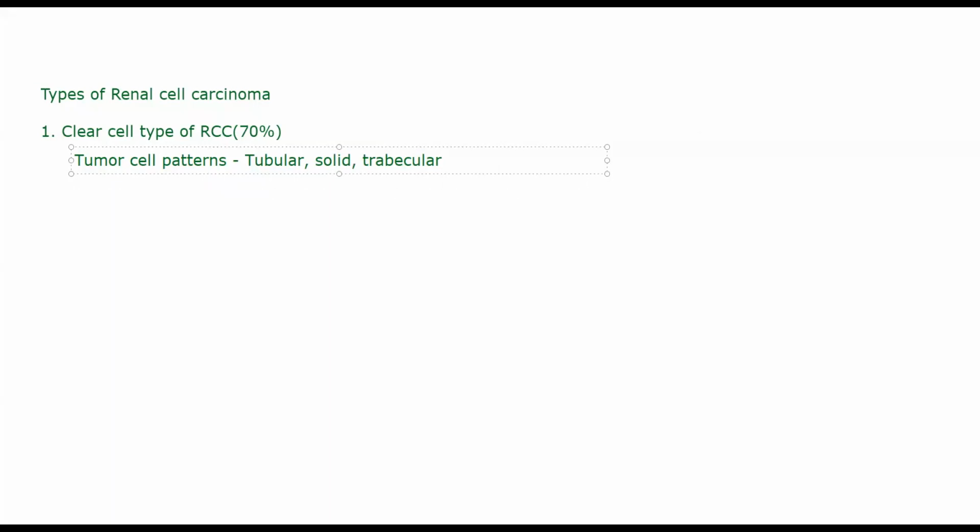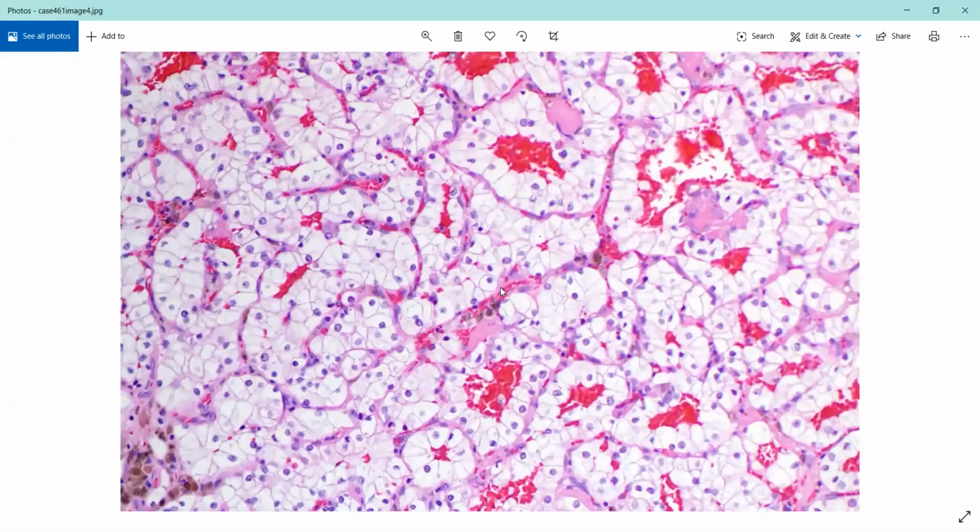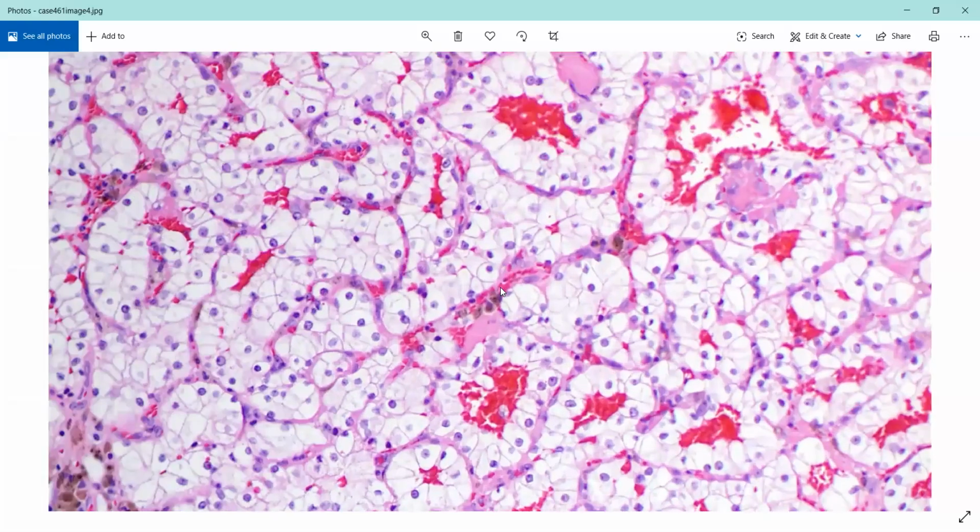So I'll show you an image of how it looks. One second. See, this is how clear cell tumors look. The cells itself will become very clear because of removal of glycogen and removal of lipids from their cytoplasm.